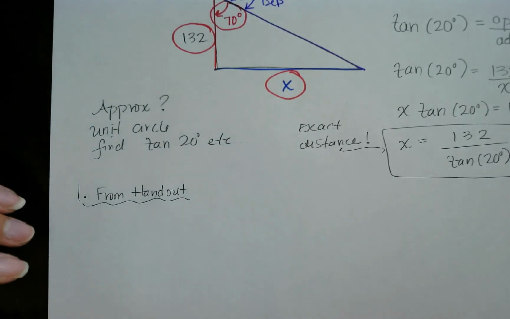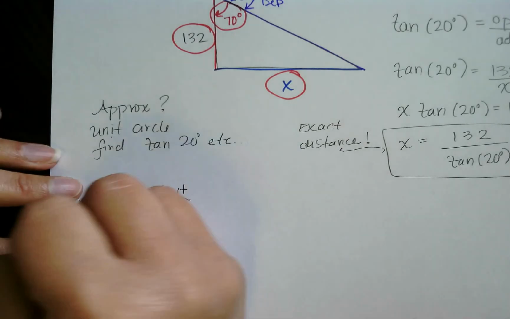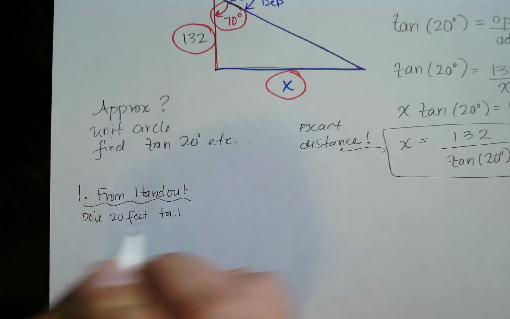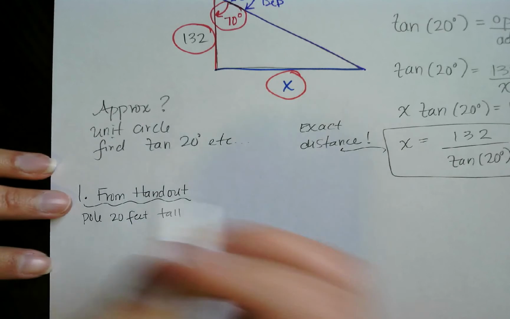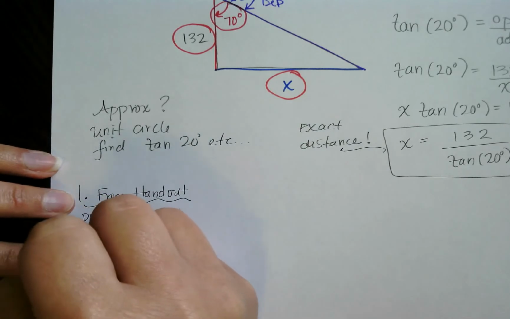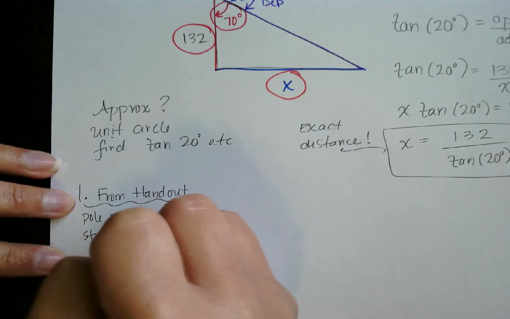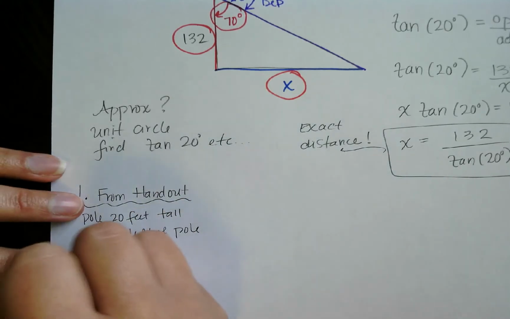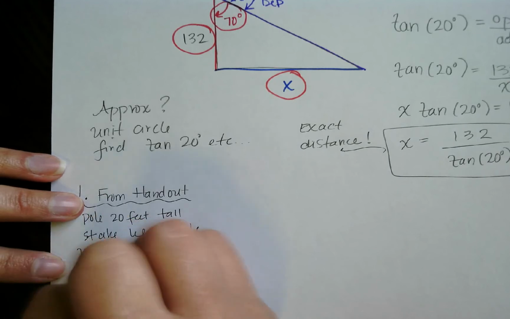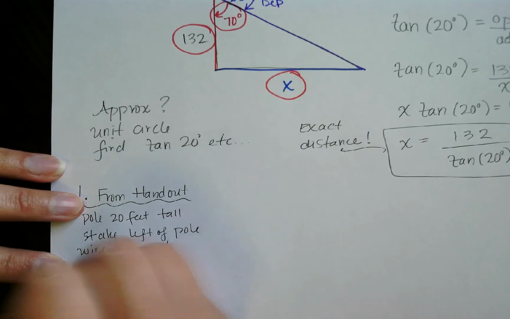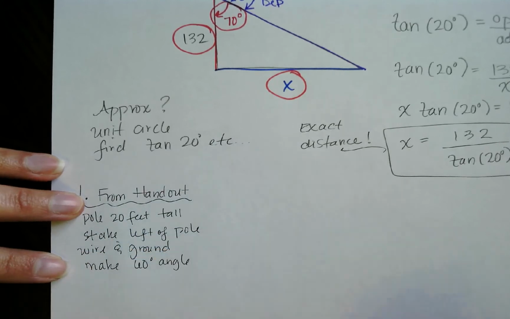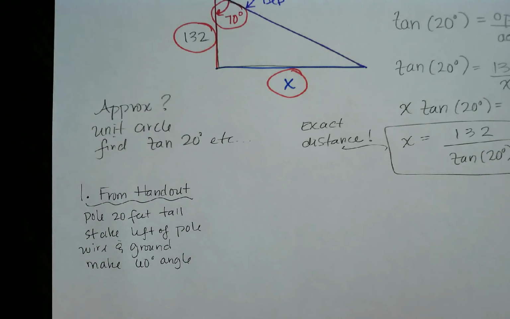Okay, it says a wire runs from the top of a vertical pole that is 20 feet tall. So I'm just going to write, pole 20 feet tall, to a stake in the ground, to the left of the pole. Stake left of pole. The wire and the ground, so you've got to pay attention. Wire and ground make a 60-degree angle. So you've got to know what builds that angle. All right, we have to draw this.